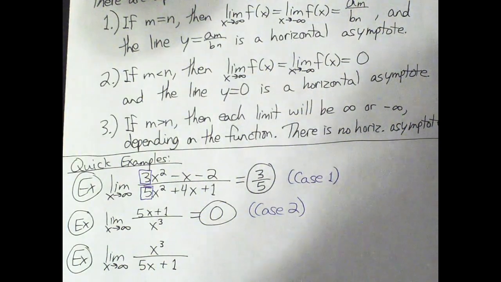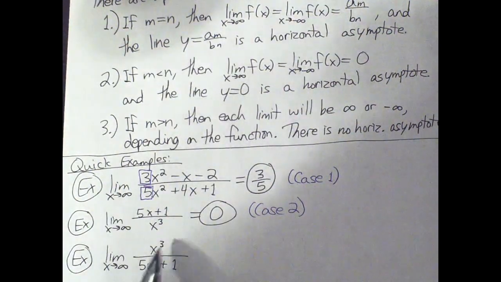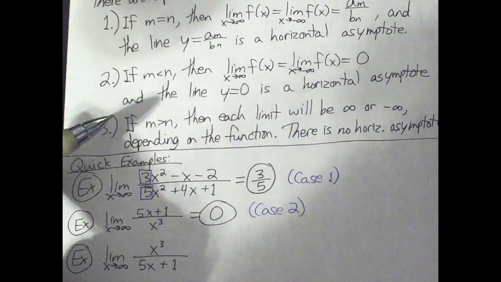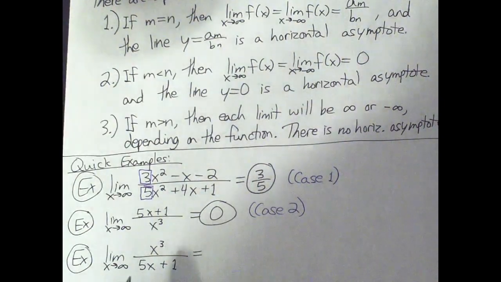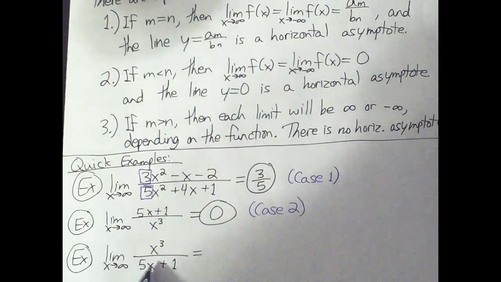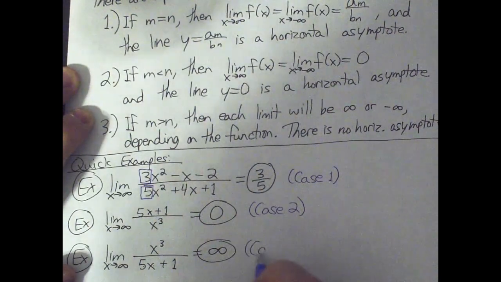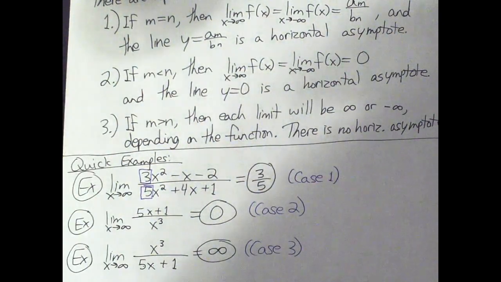Case 3, or I should say problem 3. Problem 3 has degree 3 up top, degree 1 on the bottom. Definitely is case 3 because the degree up top is larger. So this equals infinity or negative infinity. I'm going to just take a quick look. x is going to positive infinity. The x cubed up top is positive. 5x on the bottom is positive. Everything is positive, so we just have positive infinity as the answer. So that was quick examples of one of each type.